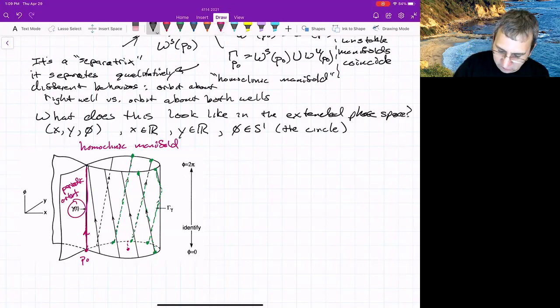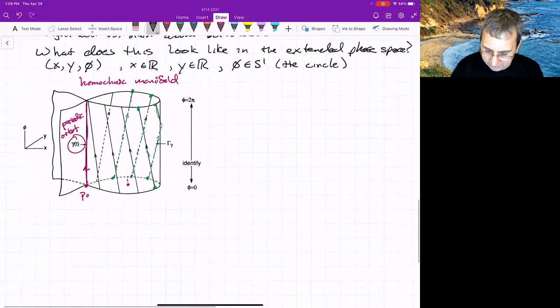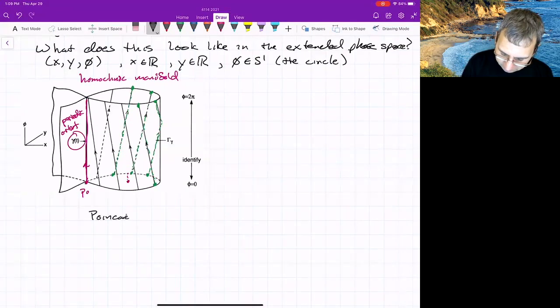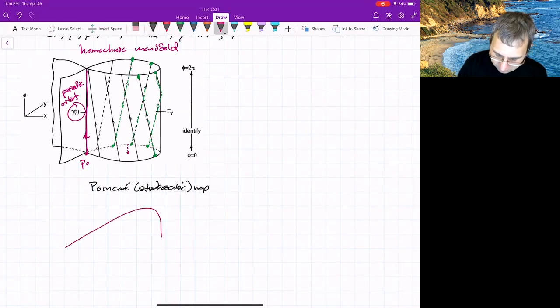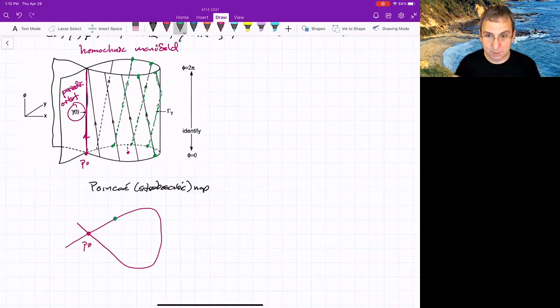So we could also think of this in terms of a Poincaré map. If we've got a Poincaré or stroboscopic map, then this would be taking points. If I just sketch, we've got P0 and then points along that manifold. They would go from here. And because this is a map, the map is just looking at what happens every period, every phi equals 2 pi. So this initial point goes to here.